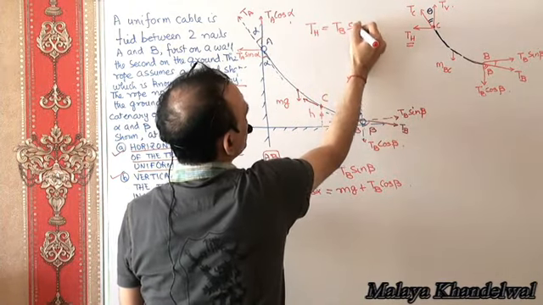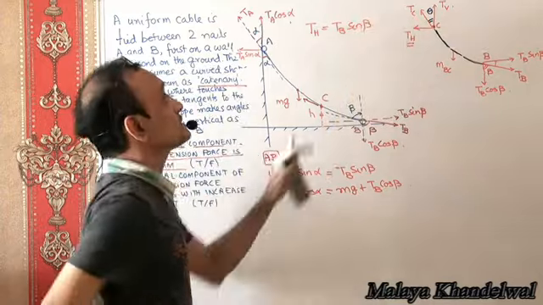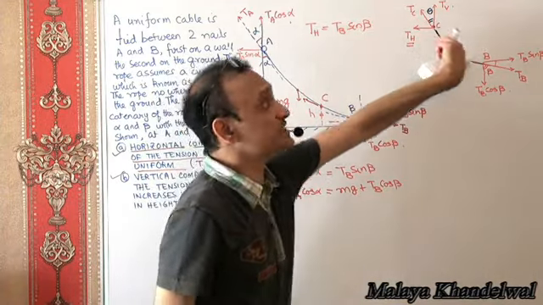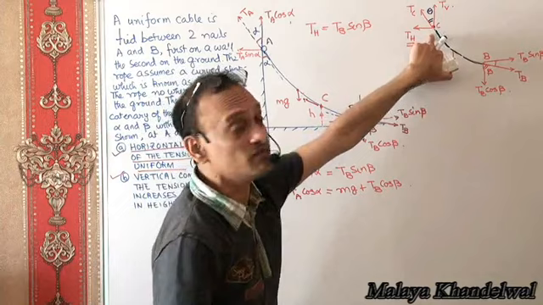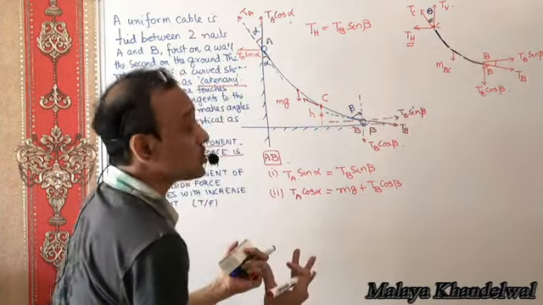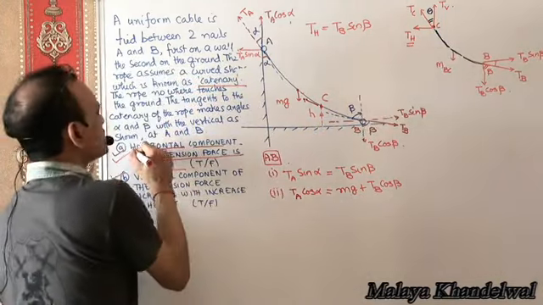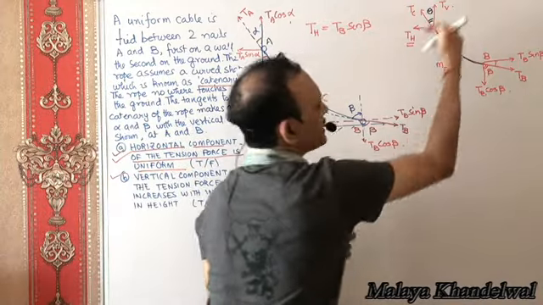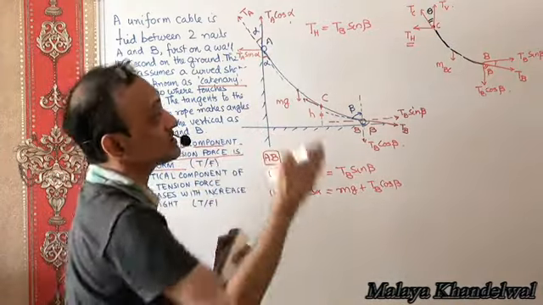And TB sine beta is a constant. That means the horizontal component of the force didn't depend on BC, didn't depend on where C was selected, right? So that means the horizontal component is uniform. So option A, the horizontal component of tension is uniform. It's the same for all C's.